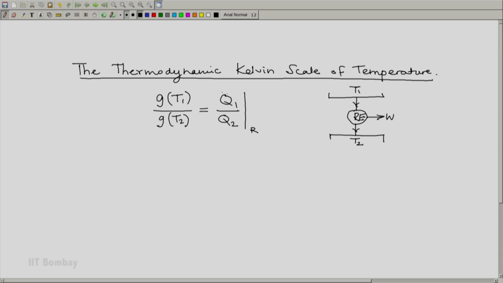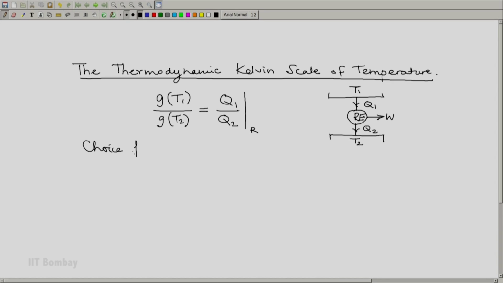And remember that for this relation, it does not matter whether T1 is higher than T2 or T1 is lower than T2. If T1 is higher than T2, Q1 and Q2 will be in the direction as shown, whereas if T1 is lower than T2, then Q2 and Q1 will be in the direction opposite to what we have shown here if we are working with an engine.